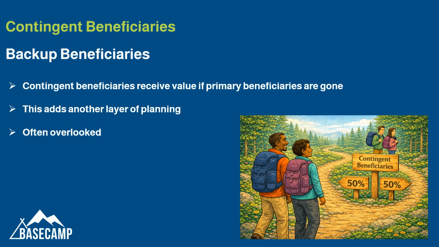After identifying the primary beneficiaries, the application will usually include a section for contingent beneficiaries. Contingent beneficiaries are sometimes referred to as backup beneficiaries. As the slide explains, these individuals may receive the contract value if the primary beneficiaries are no longer living at the time the benefit becomes payable. This section essentially helps create another layer of planning within the beneficiary structure.